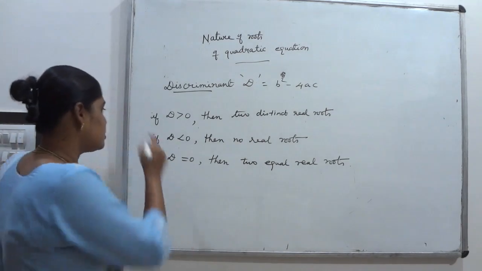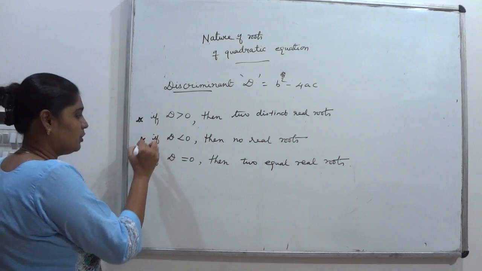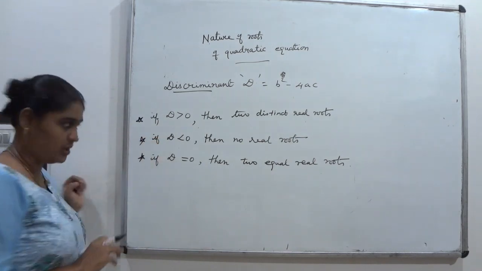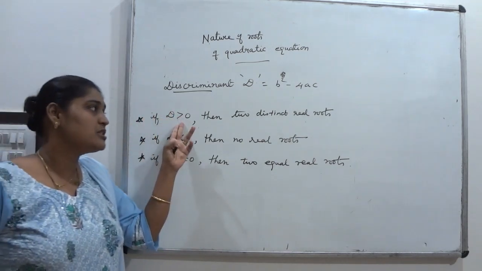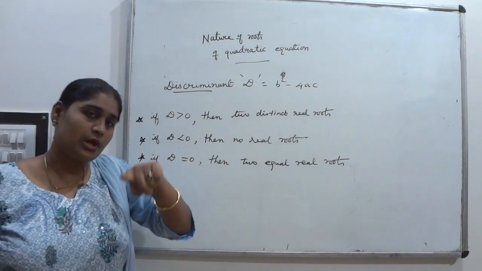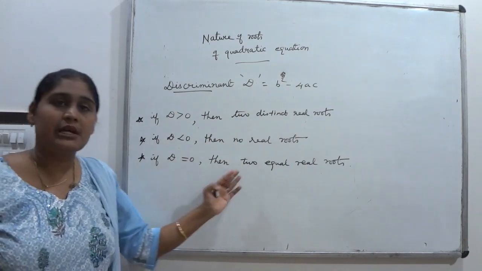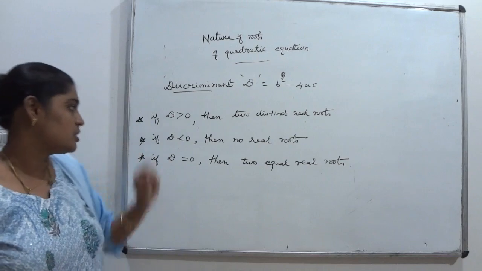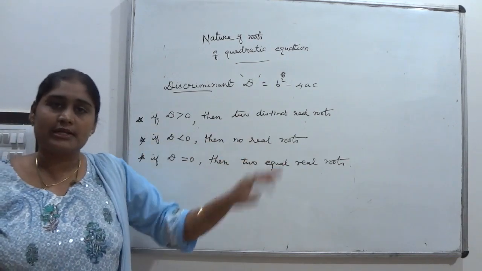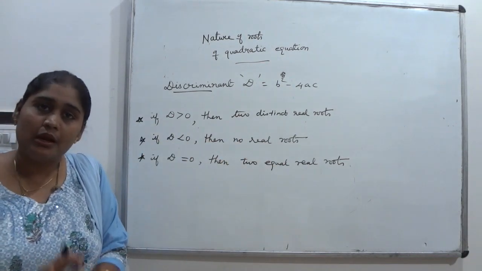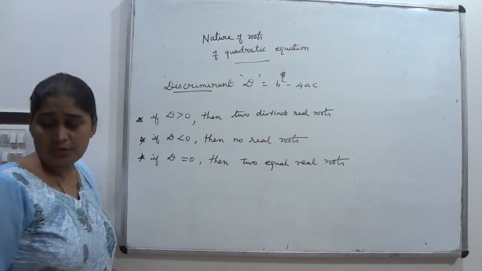You should know this condition. You should remember all three points. Greater than 0, it has two distinct real roots. Equal to 0, it has two equal real roots. Less than 0, it does not exist because it has no real roots. We are going to check the first question now.